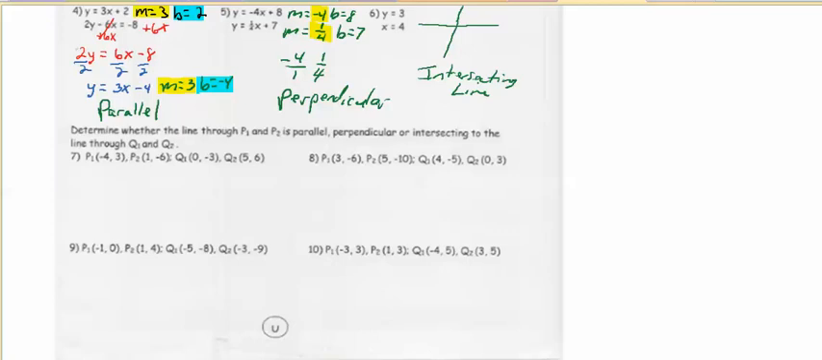So now we have line P1 and line P2. We're going to rack them, stack them, subtract them. We're going to find out what the slope is. If they have the same slope, they're parallel lines. If they have totally different slopes, they're intersecting lines. And if they have flipped over opposite sign, then they're perpendicular. So we're going to rack them up. We're going to stack them.